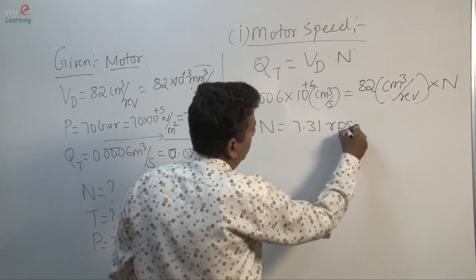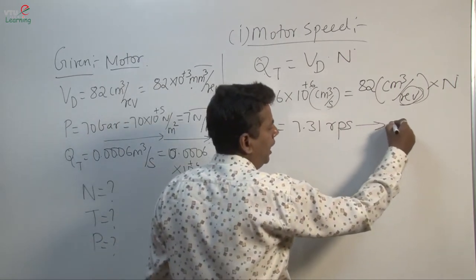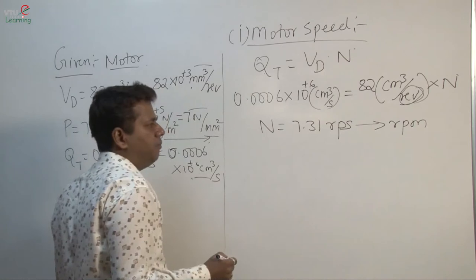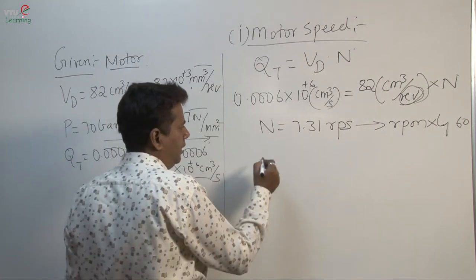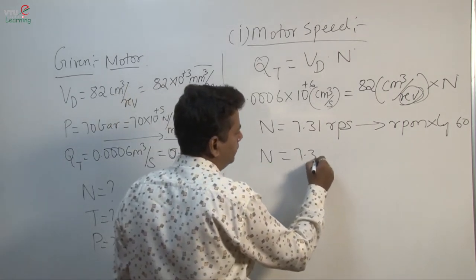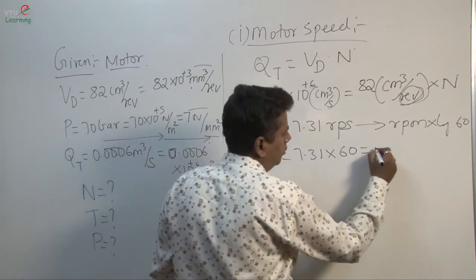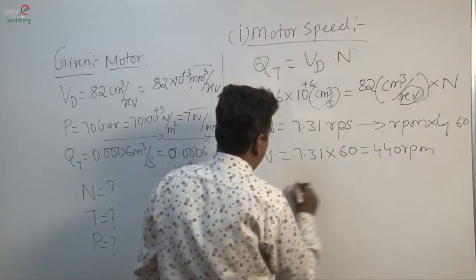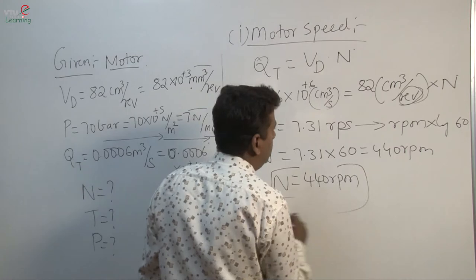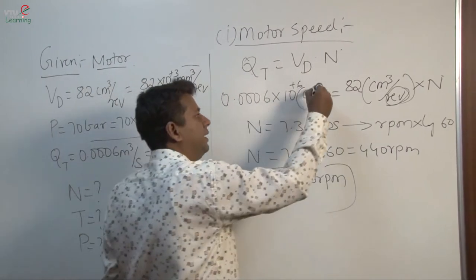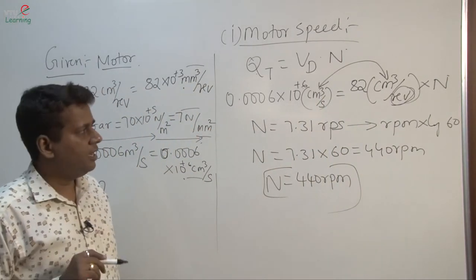If you calculate the value of N, you will get N equal to 7.31 revolution per second. Please understand, here it is revolution per second, but we want to convert that into RPM. So you just multiply that by 60, because 1 minute is equal to 60 seconds. N multiplied by 60 results in 440 RPM. So the speed of the motor is 440 RPM. The only thing here is that centimeter to centimeter we have to balance. We have to see that the equation is dimensionally homogeneous.